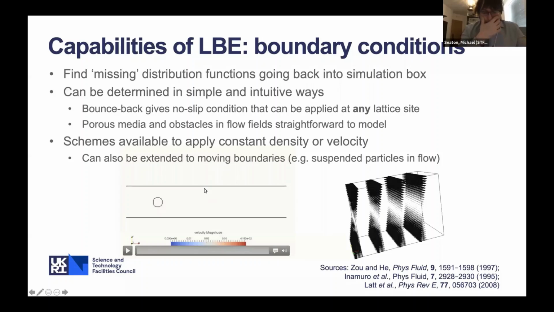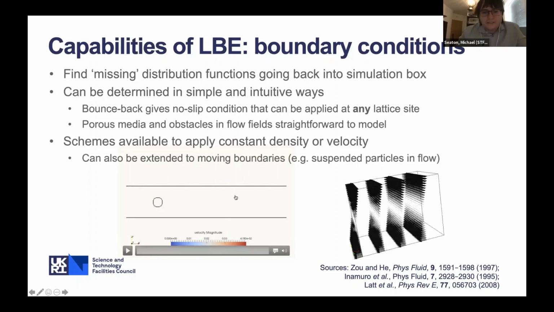Okay, so there are more sophisticated methods of applying boundary conditions. You can apply constant densities or constant velocities at boundaries, and you can also extend these to boundaries that move through the lattice as well. So you could look at suspended particles in flow.